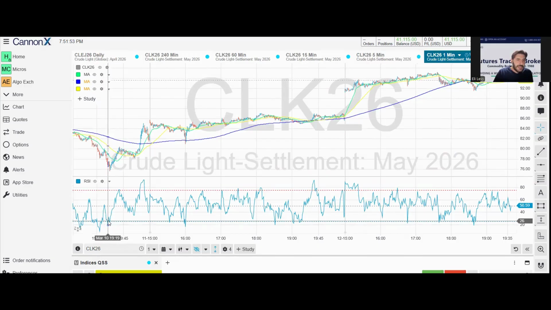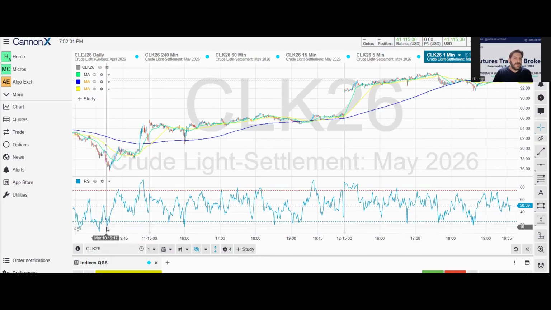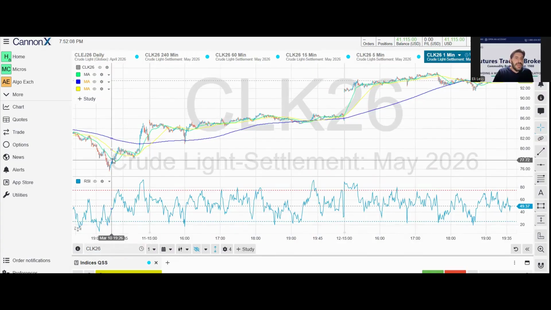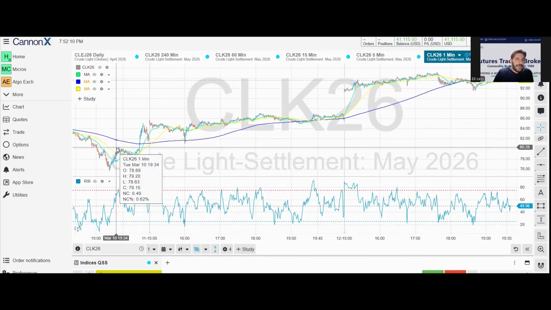But what did the RSI do? It gave me a higher low. And that in my head said to myself, okay, you might be okay here. Just hold on. Don't press that panic button. Don't get out of this trade. Let's see how this develops. Then they come right back all the way up to about 80.